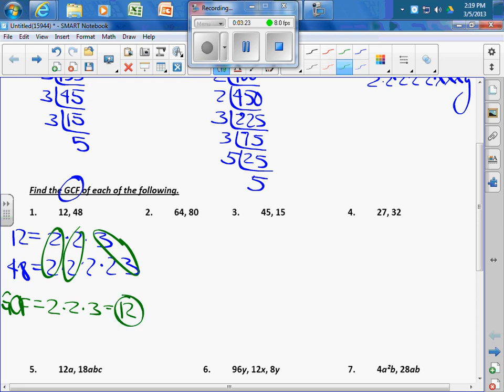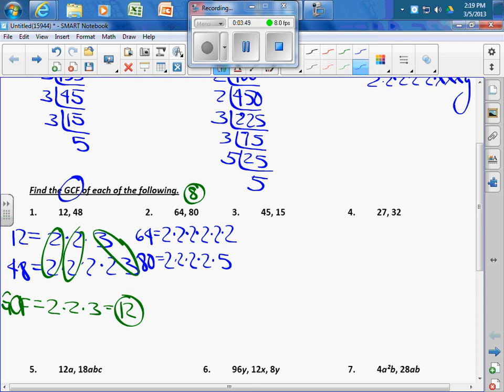64 and 80. Can you think of what the GCF would be here? Well, a lot of people are going to be thinking 8. And 8 is a common factor, but let's see what happens when we find the prime factors of each. 64 is 2 times 2 times 2 times 2 times 2 times 2. 6 2's, 2 to the 6th power. 80, we're going to have 2 times 2 times 2 times 2 times 5.